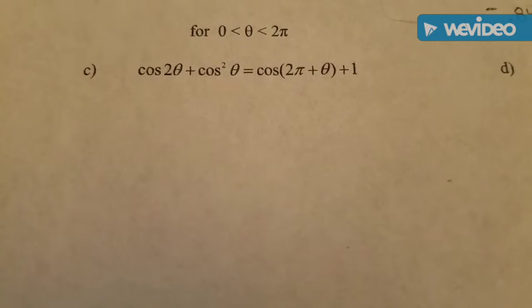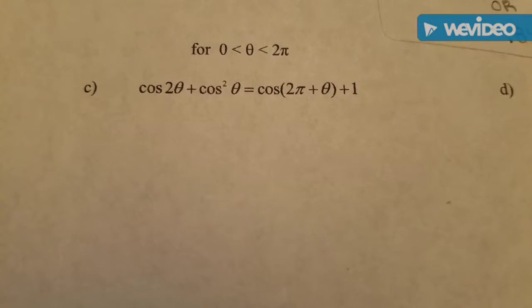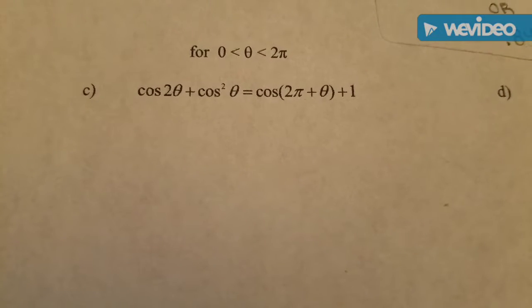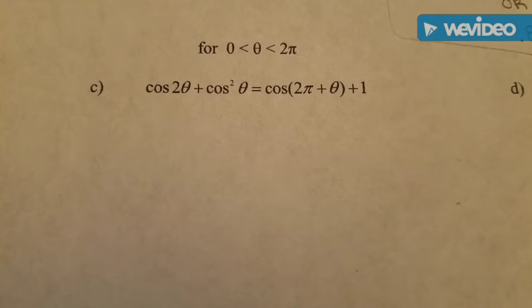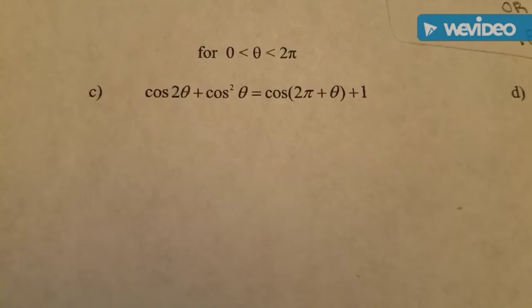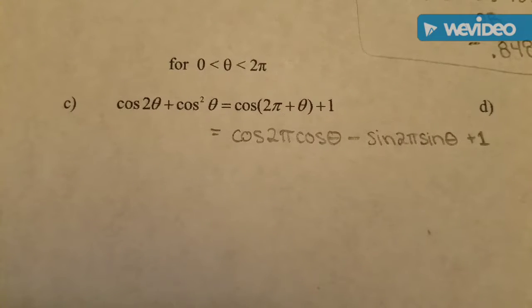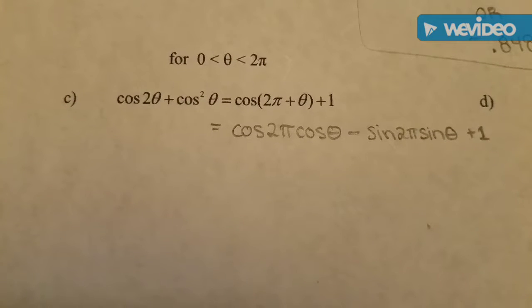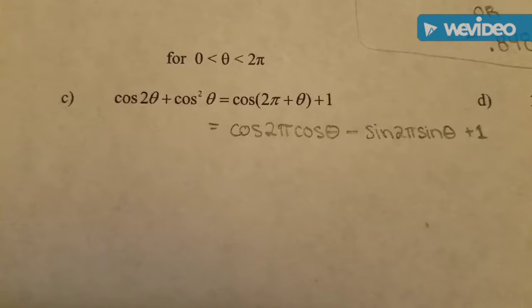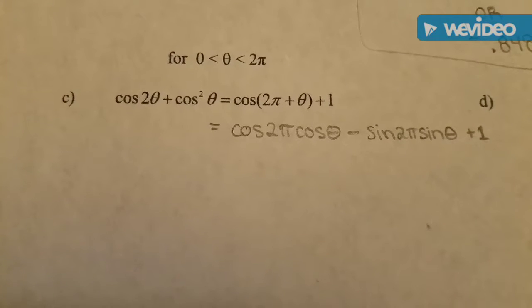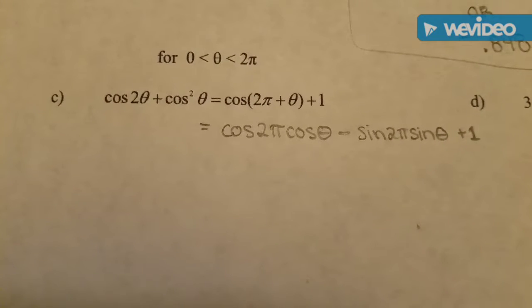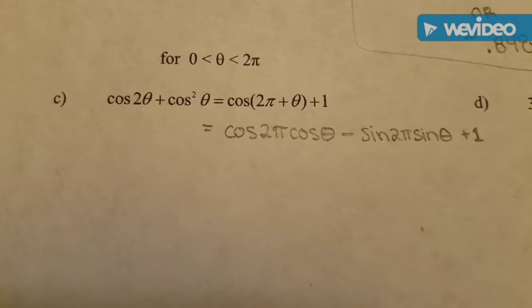Moving on to C. C is really similar to B, except this time we have a domain restriction. But we're still going to start the same way, and we're going to wrap along the right side of our problem. So the right side is going to look like cosine 2 pi times cosine theta minus, since you use the cosine opposite sign, sine 2 pi times sine theta plus 1.